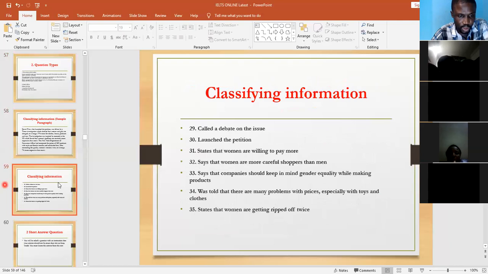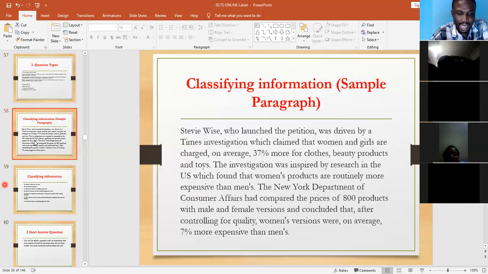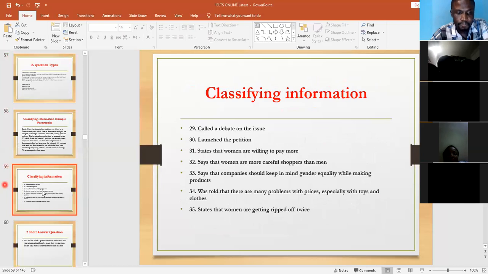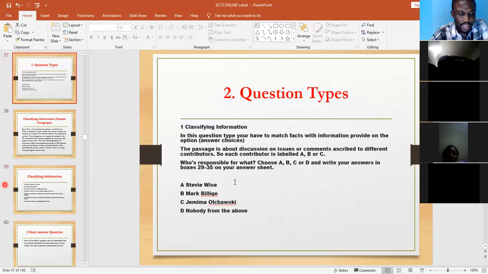The question of this one is saying 29. So 29 is call a debate on the issue. There was nothing about calling a debate on the issue in that paragraph. Question 30 says launch the petition, and we know from the passage that Steve Wise was the one that launched the petition. So question 30 is actually A, because Steve Wise was labeled A in the instruction.